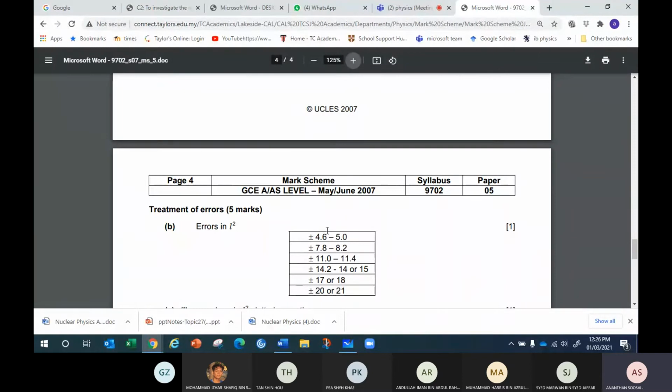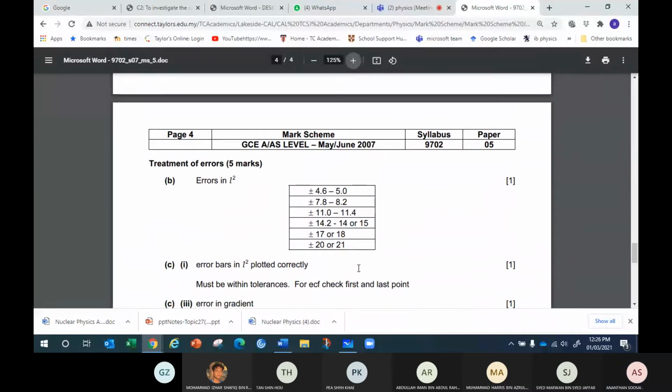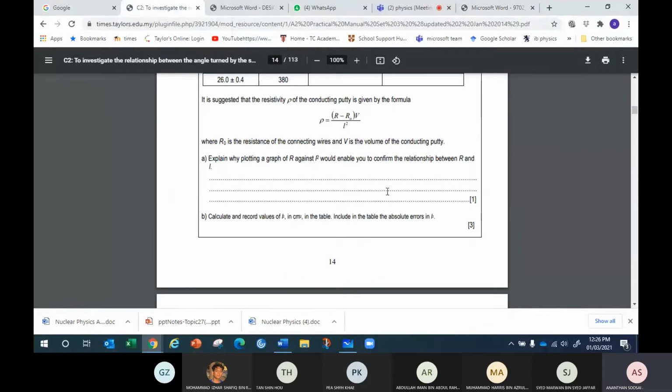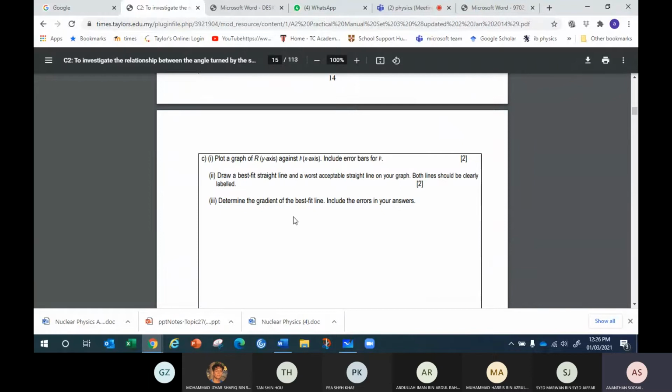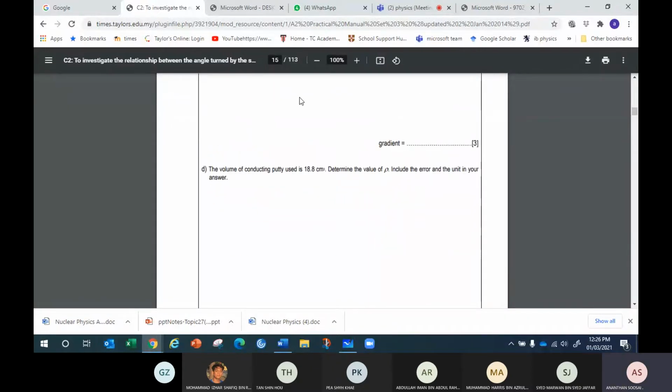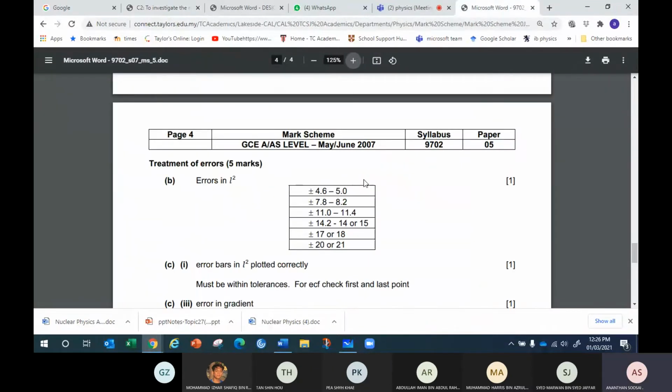Okay, so we got these coordinates. If you screw this up, your graph is going to be a problem, and it's going to be a chain reaction. So be careful. Okay, so next, we just get the idea. Calculate and record the value of gradient. So plot the graph as usual. We plot the best fit and worst fit line. Determine the gradient of the best fit and the errors. This is the normal method.